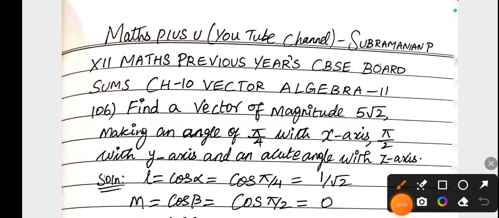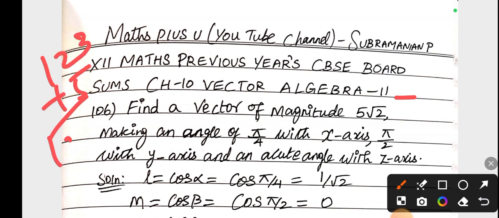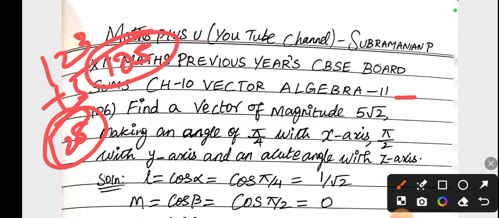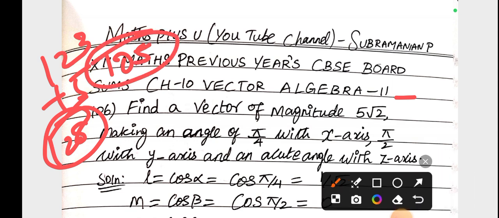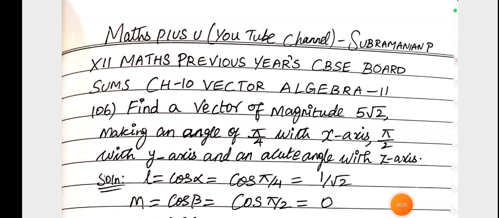In this video, we're going to complete the chapter 10 vector algebra whole worksheet, children. Actually, around 123 sums were the default, plus 5 sums we added, so now 128 sums we are going to complete. We made 10 videos, in which we have covered 105 sums. Now we are doing the 106th sum, children. All are board exam sums.